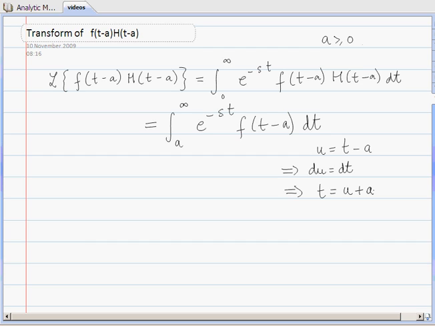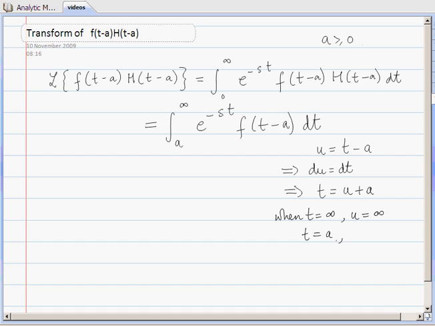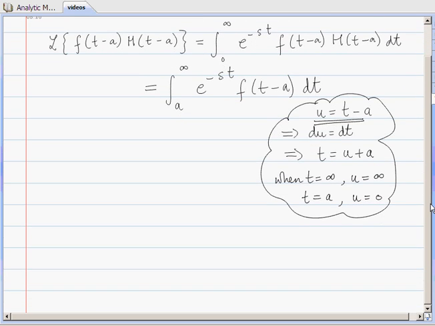And let's just work out the limits. As t approaches infinity, so does the variable u, and when t is equal to a, the variable u takes the value 0. So that's all the information we need about what happens when we make this change of variable. So how does that affect the integral?